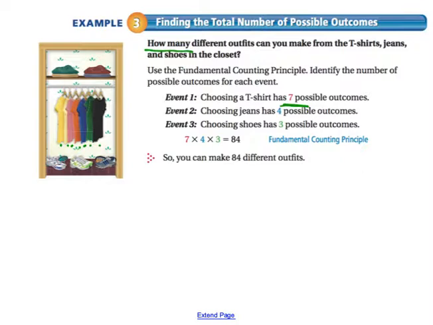There are 7 outcomes. Choosing jeans has 4. Looks like we've got green, dark yellow, black, and blue jeans. And then choosing a pair of shoes has 3 outcomes. You can see along the bottom of the closet there. If we multiply those all together, we do get 84 different outfits. So the outcomes here are outfits.